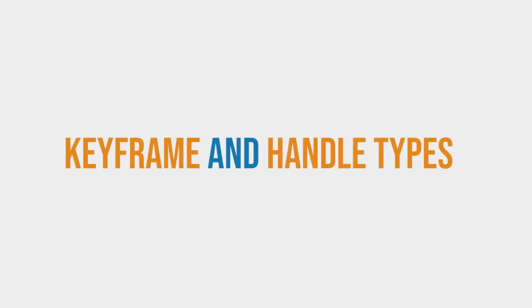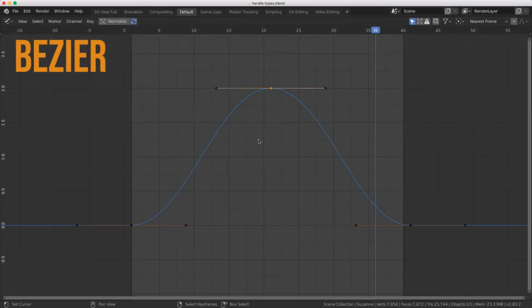Okay, so now as promised, let's zoom in and take a look at all our different keyframe handle types. So here I am zoomed in on the graph editor. Now it doesn't really matter what this curve represents at the moment. It could be the location of our monkey, it could be the rotation, it doesn't really matter. All I want to do is show you how these keyframe handles work.